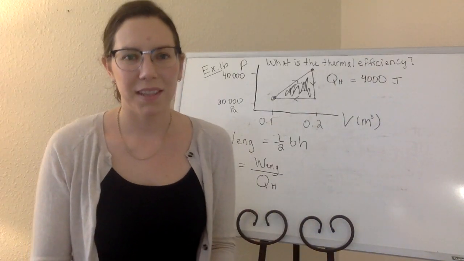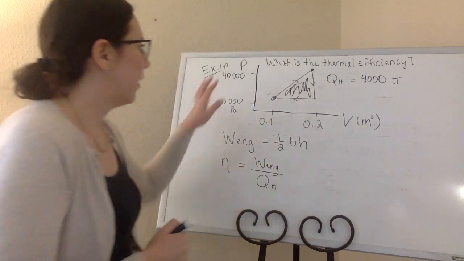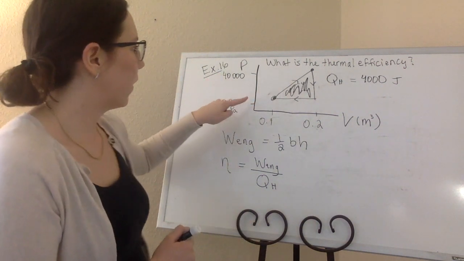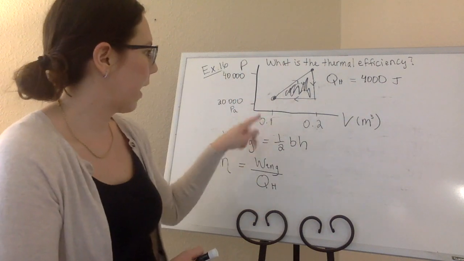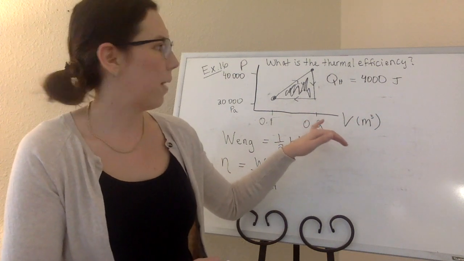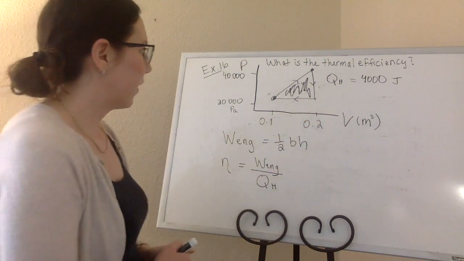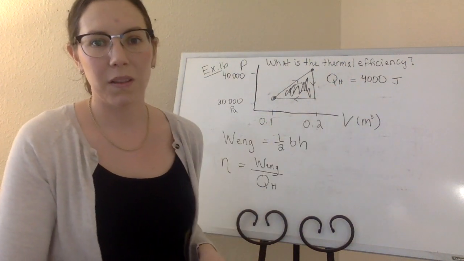On to example 16, which says, what is the thermal efficiency of the heat engine? And it has a diagram like this of the heat engine. So it's going from 20,000 pascals to 40,000, and then we have 0.1 to 0.2 meters cubed for the volume on the bottom axis here. And this is a closed cycle process, and we're also given that QH is 4,000 joules.